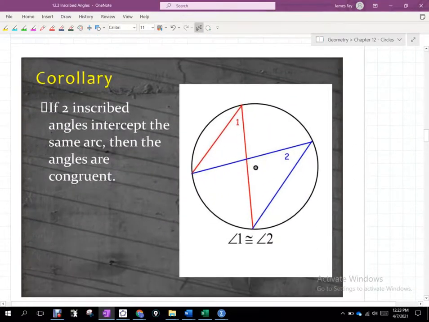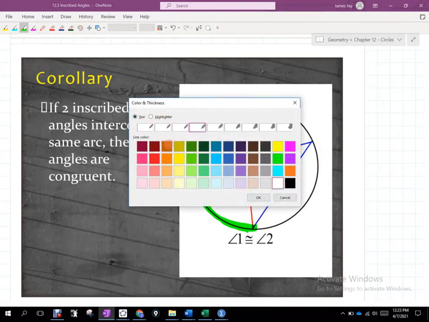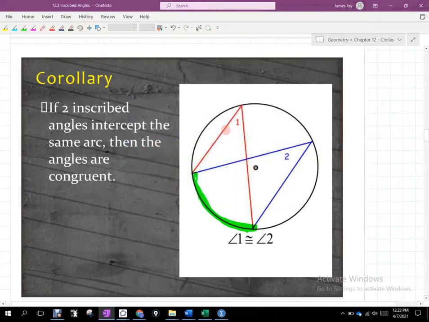Okay. So that relationship creates this corollary, which hopefully makes sense. Let's say that this arc right here, would you guys agree that arc is the intercepted arc for angle 1? You agree with that? So let's say that green arc is 60 degrees. What would angle 1 be? So work back, it's got to be 30, right? Okay.